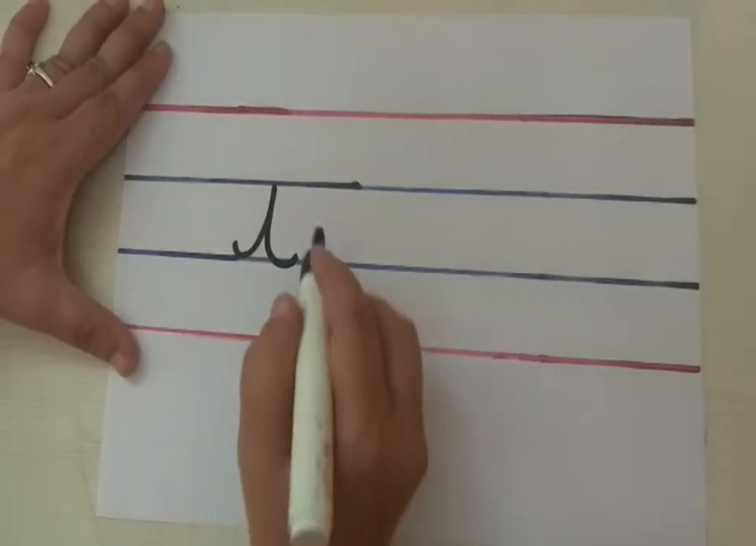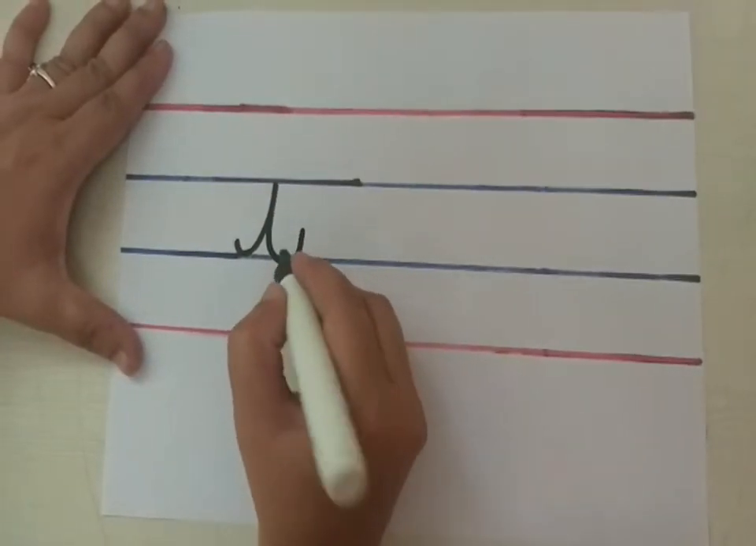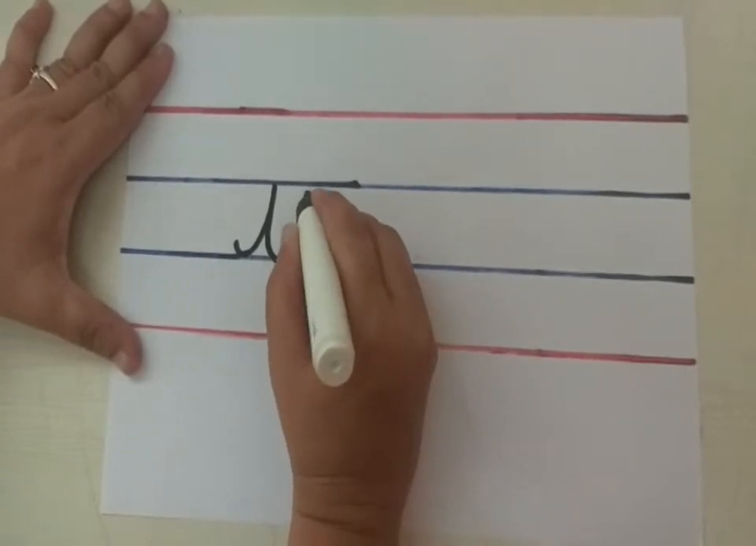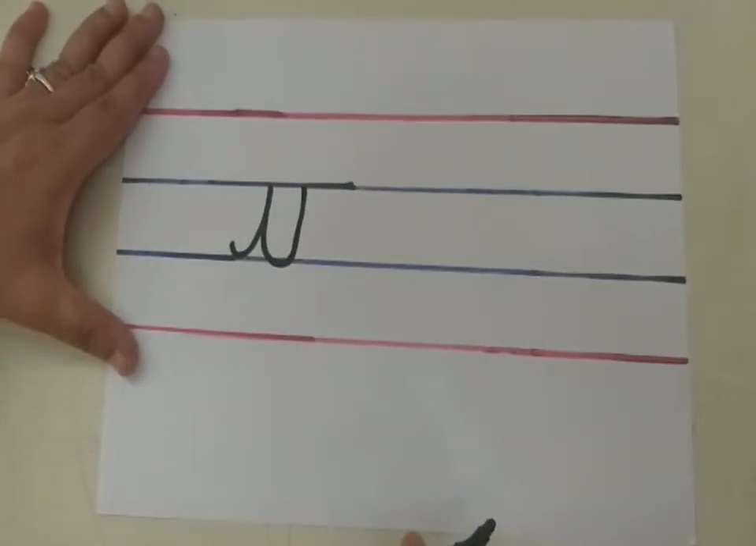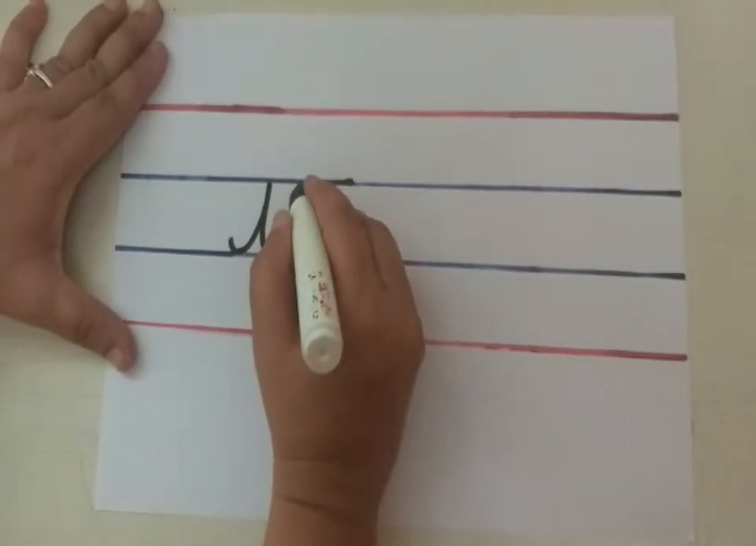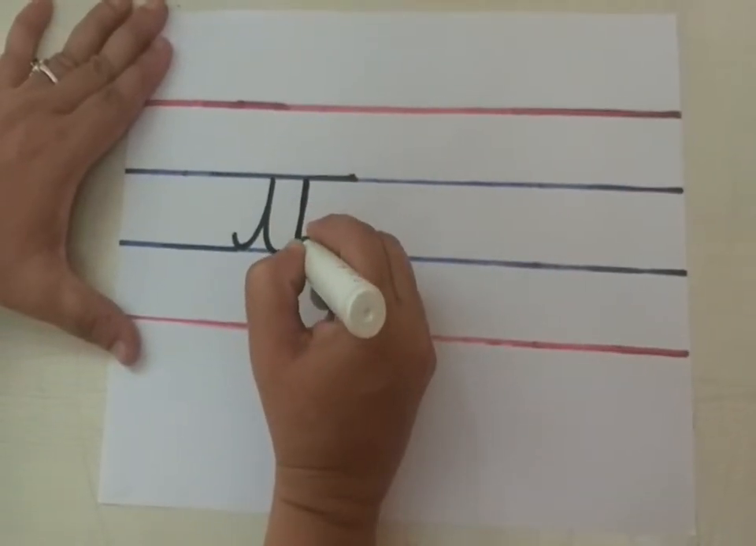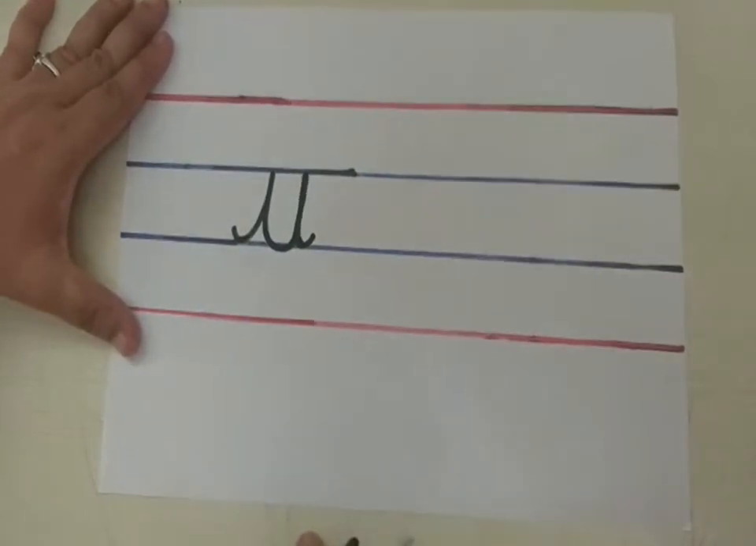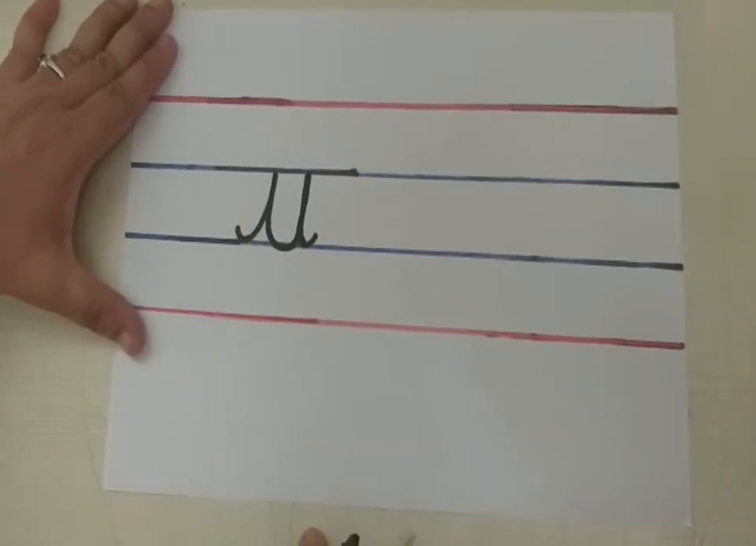Yeah. Make a half curve here like that. Yes, half curve. Then again go up to the second blue line. Okay. Now again come down to the third blue line. Yes, and make a small curve. Okay, this is small cursive U.